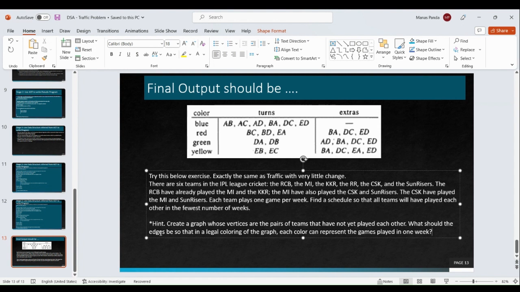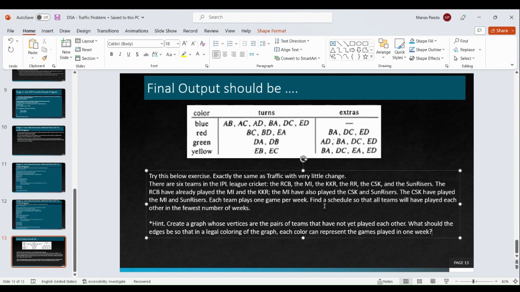What should the edges be so that the legal coloring of the graph has each color representing games played in one week? So each coloring of the graph is such that each color represents games for one week. In that particular week, how many will be playing each other? Then next week it will go. So week-wise, week one, week two, you have to put like that and create the graph.